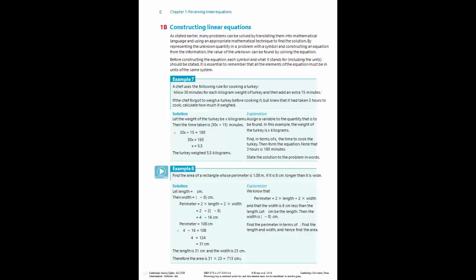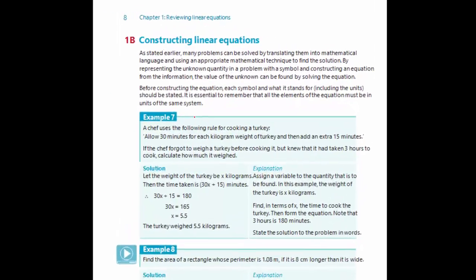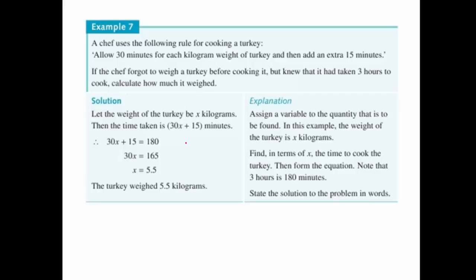Alright, let's look at the first example here. Example 7. A chef uses the following rule for cooking a turkey. Allow 30 minutes for each kilogram weight of turkey and then add an extra 15 minutes. So let's say you had 5 kilograms, so you multiply by 30 minutes and you add to it 15. 5 times 30 is 150 plus 15, 165 minutes. That's if you're working in minutes. If you work in hours, 30 minutes is half an hour. Now let's continue and see what they give us.